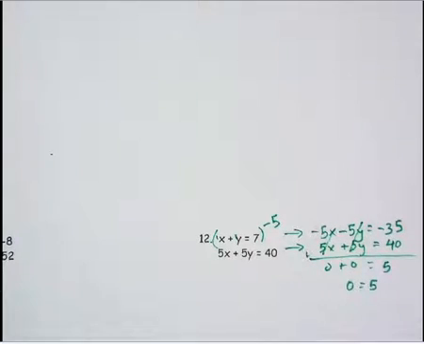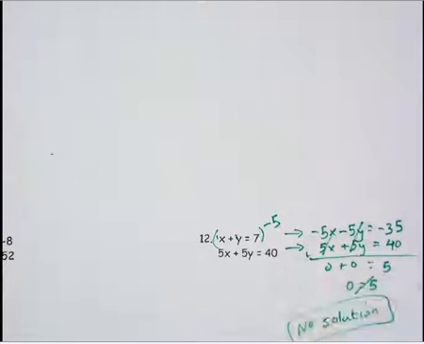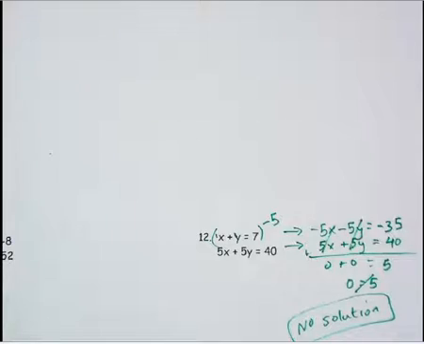I look at that, and I see that both of my variables went away, and I'm left with a statement that is not true. 0 does not equal 5. That means that this is no solution. If I were to put these on the graph, the two lines would be parallel to each other. Okay?